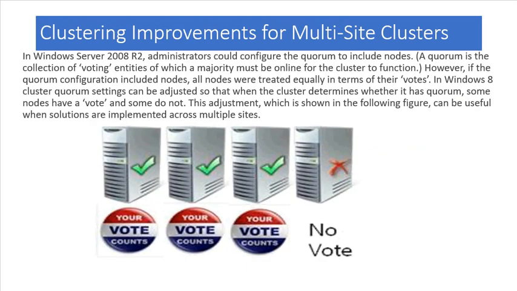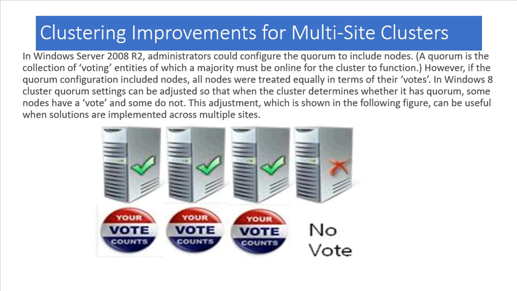The last part is around multi-site cluster improvement in 2012, which is a bit different. In 2008, an admin could configure quorum to include nodes. A quorum is a collection of voting entities for which a majority must be online for the cluster to function. However, the quorum configuration included nodes, and all nodes were treated equally in terms of the vote.